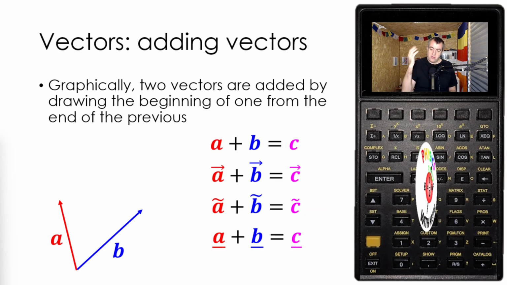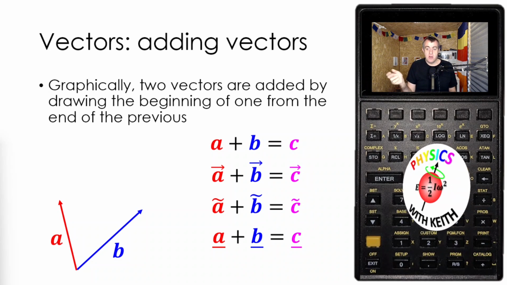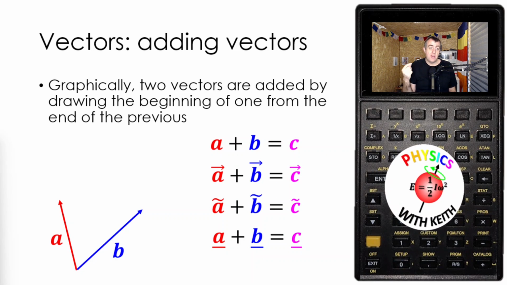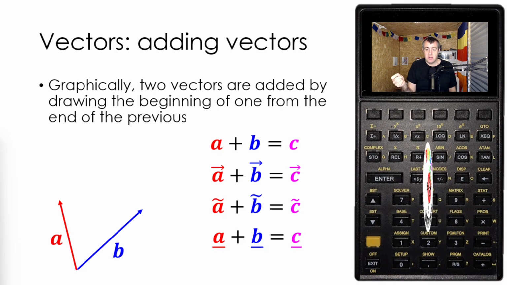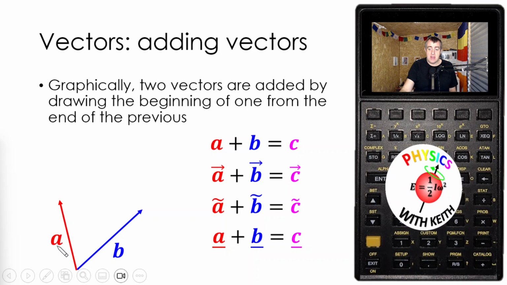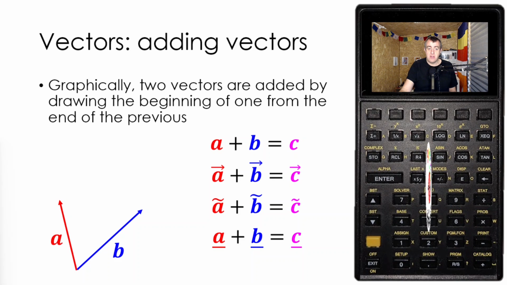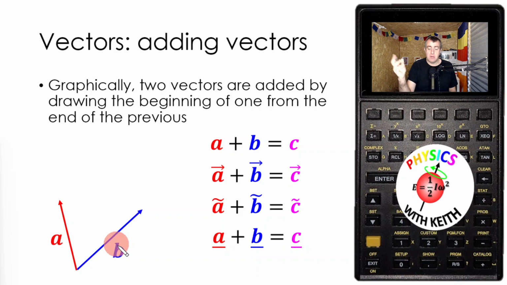Well, a vector is just a quantity that has a direction and a magnitude, and we represent that graphically as an arrow. The direction of the arrow is the direction of the vector. The length of the arrow is the magnitude of the vector. So here I've got vector A and vector B, and you can see that A is a different length to vector B, and A is in a different direction to vector B.